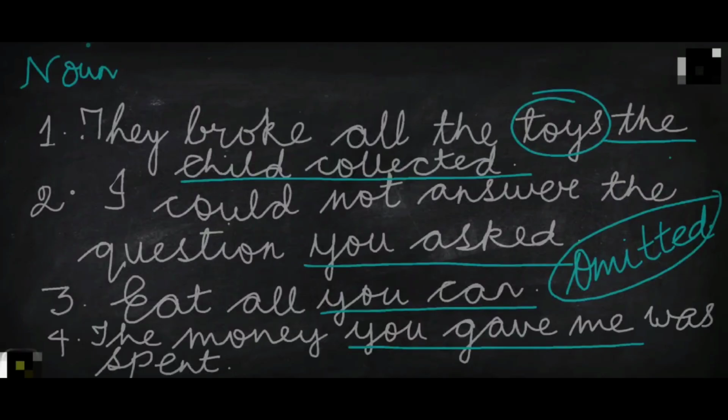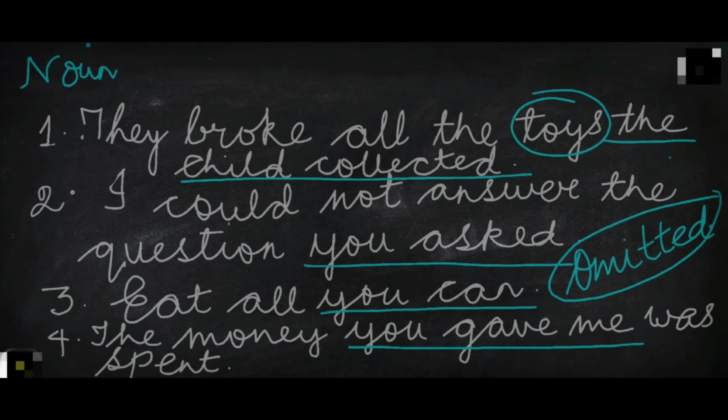The relative pronoun or the relative adverb introducing an adjective clause is sometimes omitted. For example, they broke all the toys the child collected. Here, the relative pronoun which is understood. They broke all the toys which the child had collected. Since it is understood, it is omitted. There is no problem in omitting it. So your adjective clause here will be the child collected.